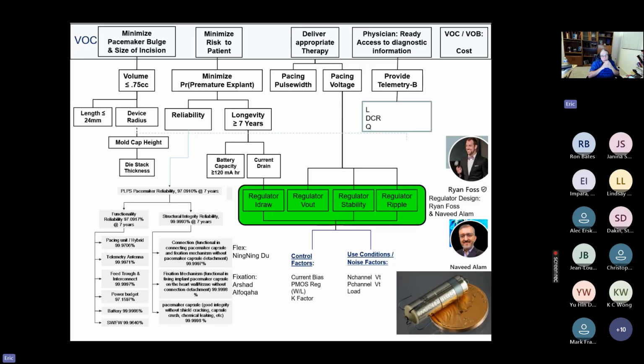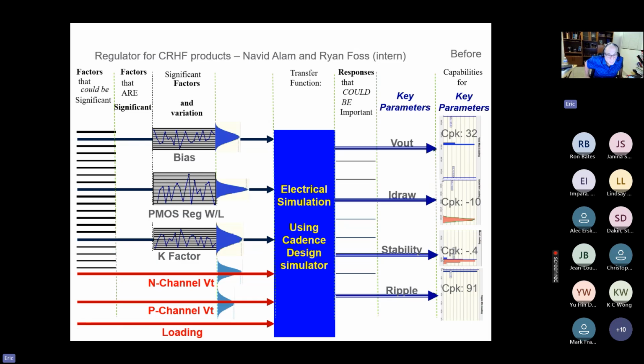So Ryan Foss and Naveed Alam, Ryan was an intern at this time, Naveed was an experienced engineer. They worked together on applying this kind of approach to the regulator that set the pacing voltage. So there were 4 requirements for the regulator: the current being drawn, the output voltage, stability, and ripple, and you had control factors and noise factors. They modeled that, and after weeks of trial and error, you see the Monte Carlo simulation on the right, and a couple of the requirements, the current being drawn and the stability, have a lot in the red, out of spec.